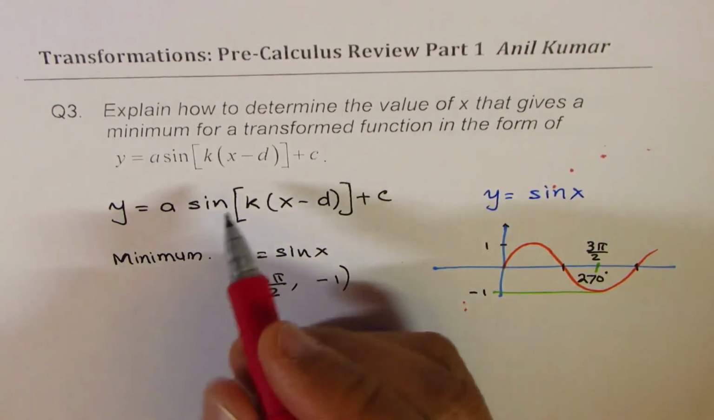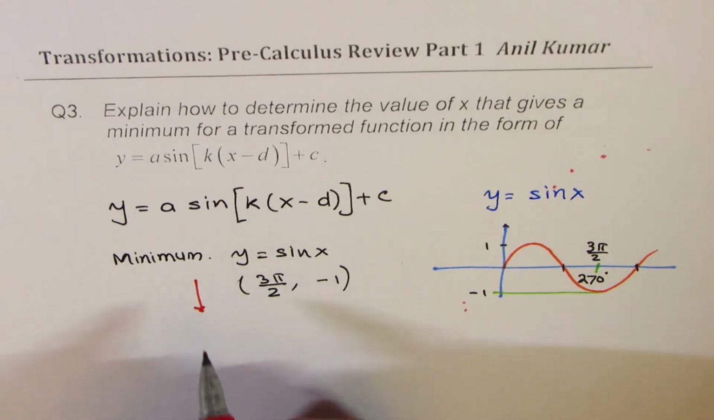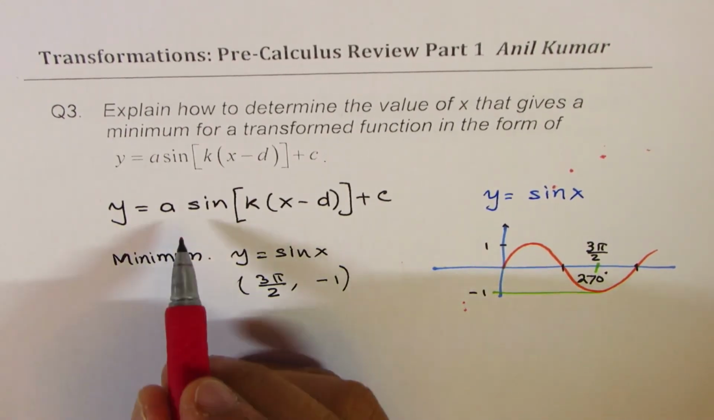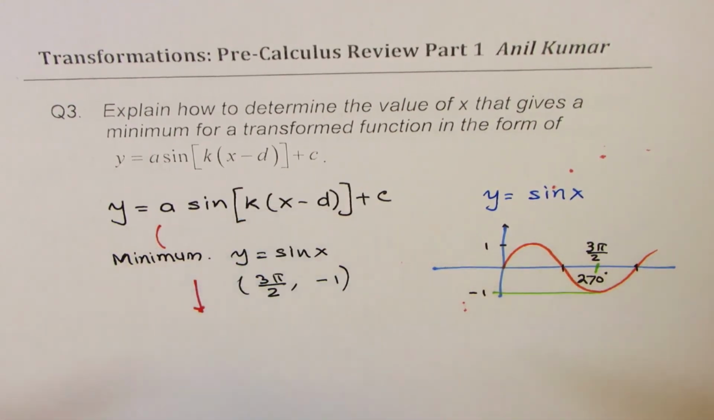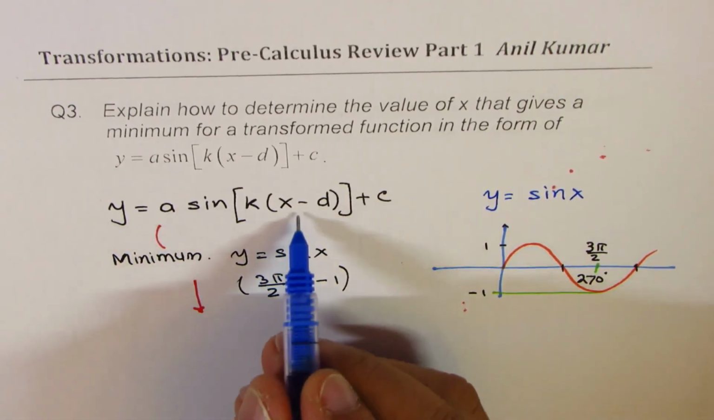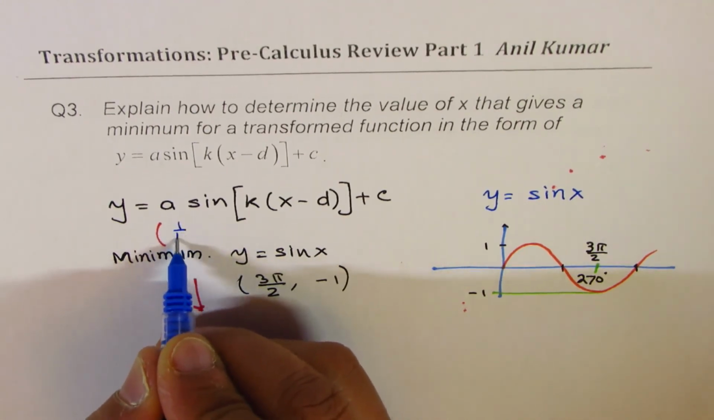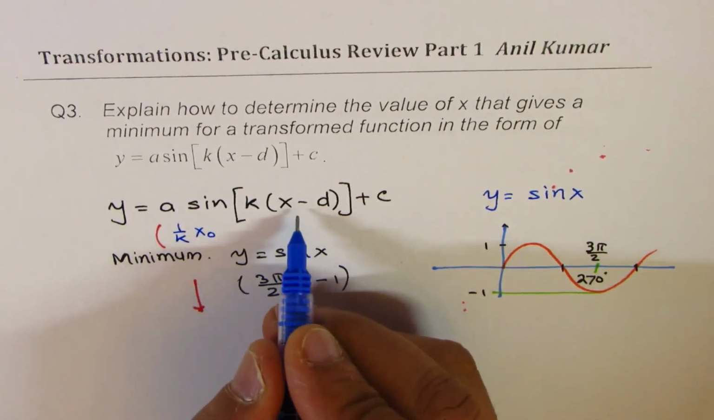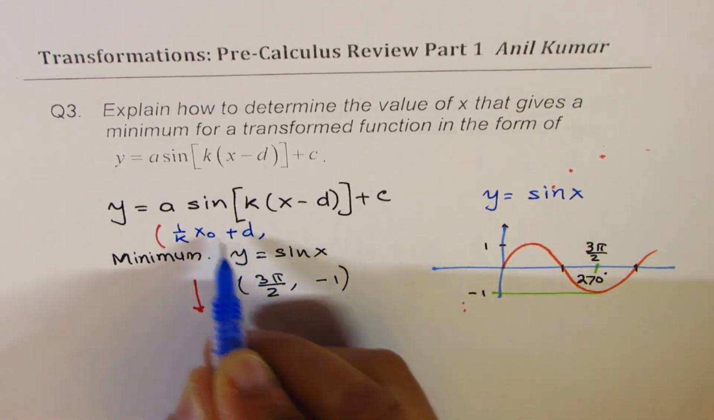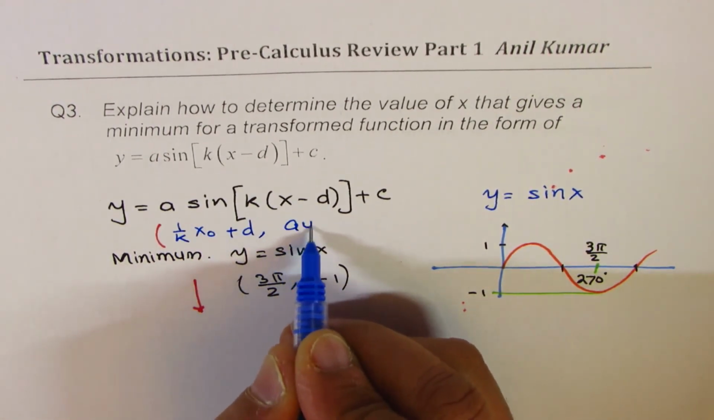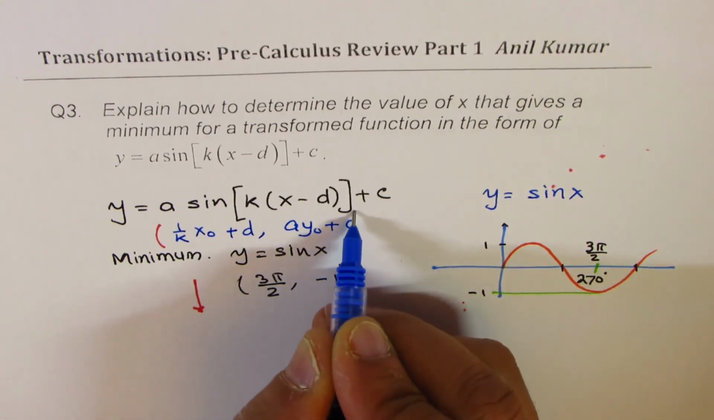Now, if you make the transformation, then what happens to the points? The y value and the x value change. The change is kind of like this. As far as the x value is concerned, we get 1 over k times the original x value. It moves d units to the right. And the y value becomes a times y value plus c.